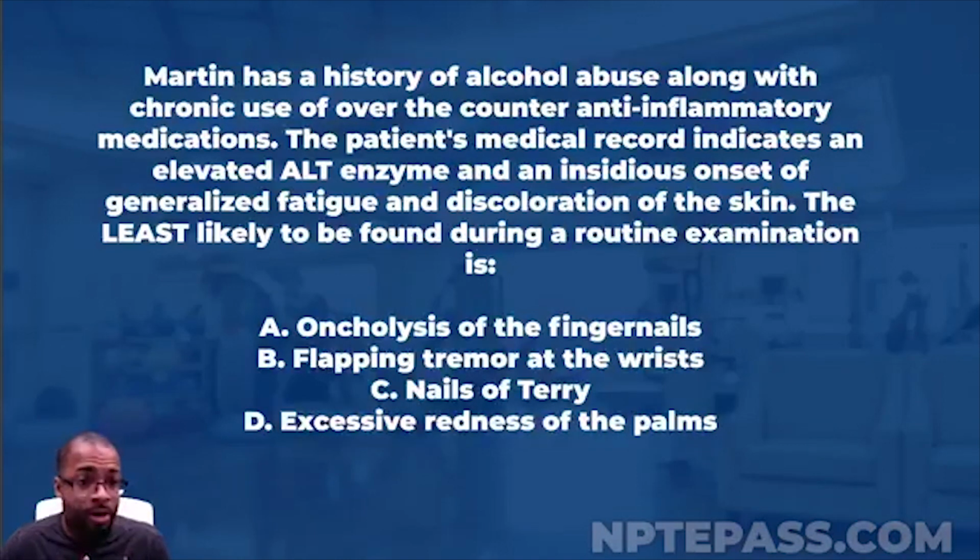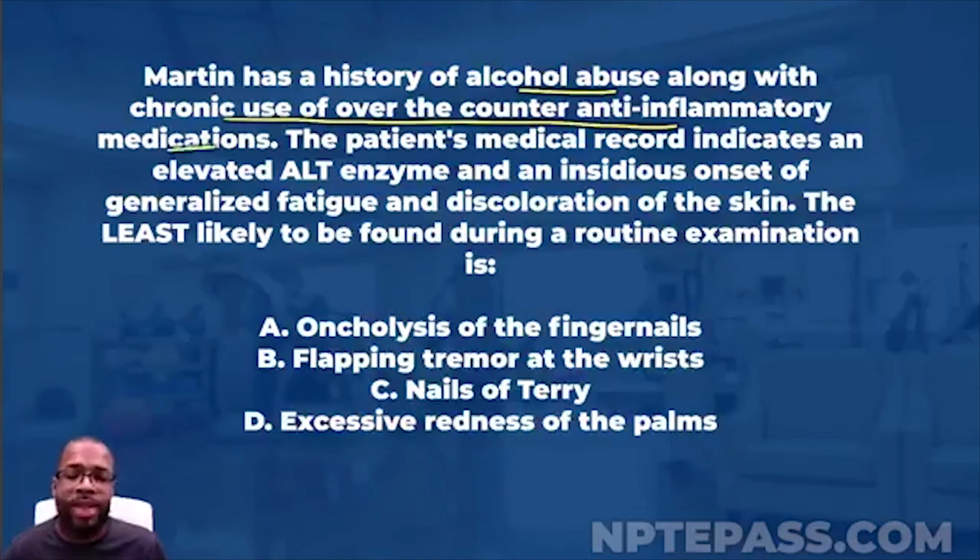We got Martin, has a history of alcohol abuse, along with chronic use of over-the-counter anti-inflammatory medications. I think that that's important, and I really want to stop there because as we think about it, what does alcohol abuse do to the body? What does that do? I mean, it starts to cause a lot of gastrointestinal problems for sure. It can start to break down connective tissue throughout the body, with alcohol abuse, of course. But how about some of the organs that start to struggle? Kidneys, yeah, I like kidneys. But one of the major ones is the liver, right?